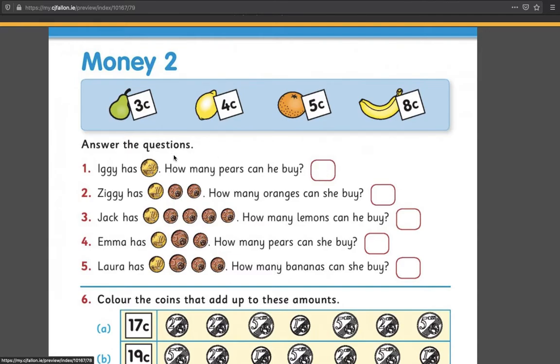So really it's about adding up small amounts. So you've got 3 cent, 4 cent, 5 cent, and 8 cent. It's about adding up small amounts, but seeing how many times you can add them up to make this amount without going over the number. So you don't want to go up to 22 or 23 cent. You want to stick underneath 20 cent because Iggy only has 20 cent to spend. He can buy 6 pears.